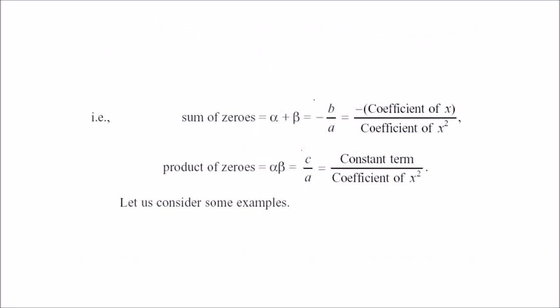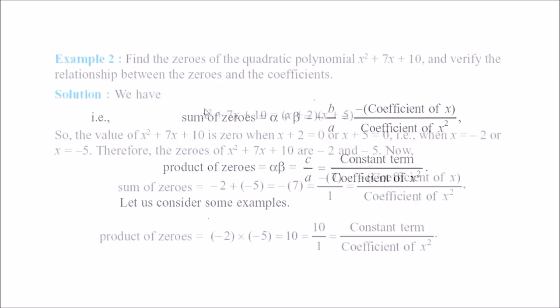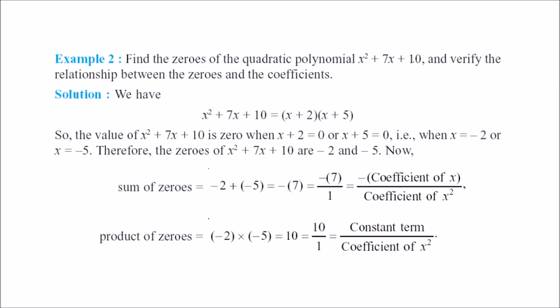So this is minus coefficient of x. We are considering ax square plus bx plus c. Sum of zeros is alpha plus beta, this is minus b by a, and product of zeros is c by a. Let us take an example.